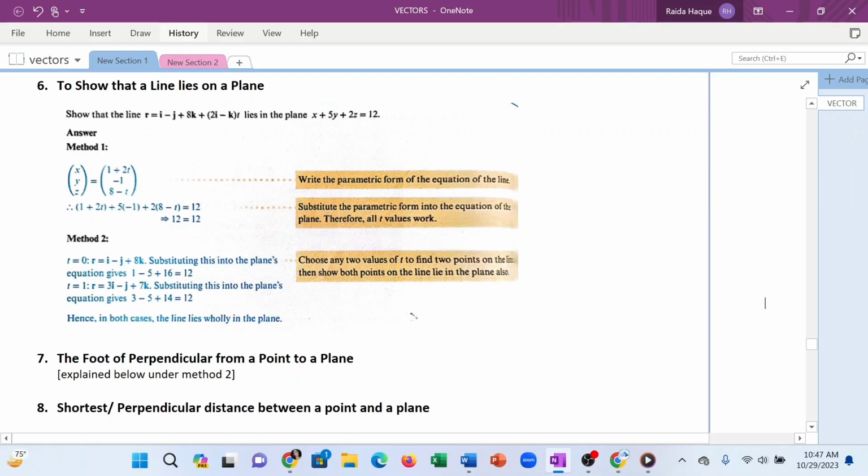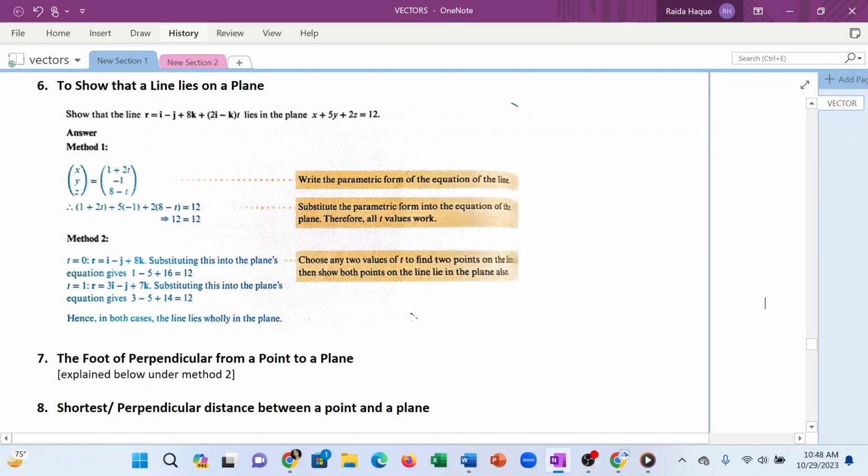At times, instead of giving the Cartesian equation, they might give you the plane written in this format: the plane equals a position vector plus a direction vector plus another direction vector. In that case, you would have to do some calculations, find the direction vector of the normal, bring it back to the Cartesian form, and then proceed with the same method as below. Once you have separated the x, y, z variables, you plug them back into the equation of the plane.